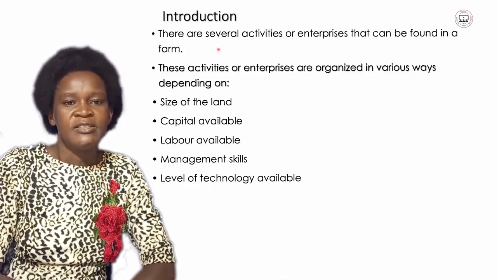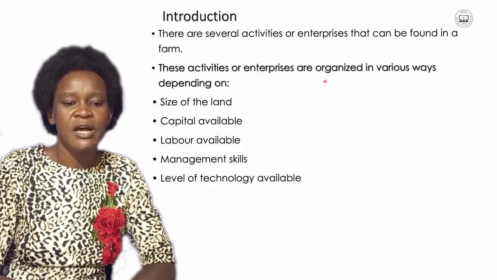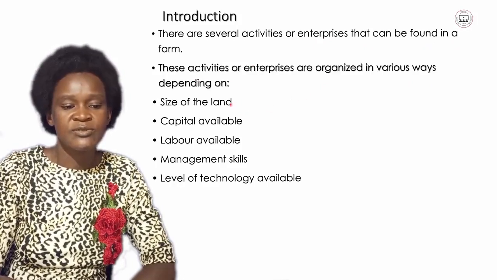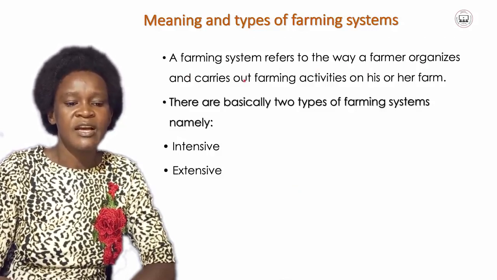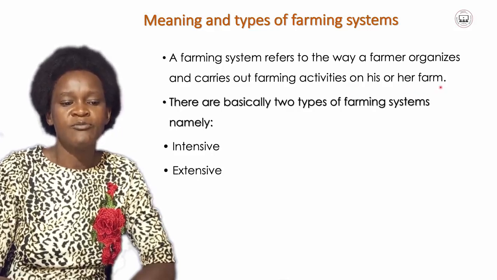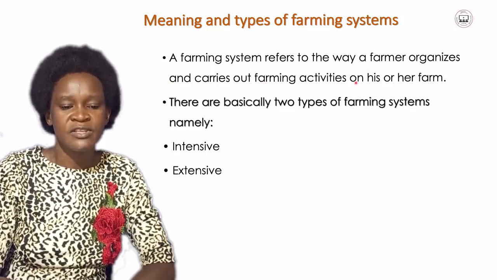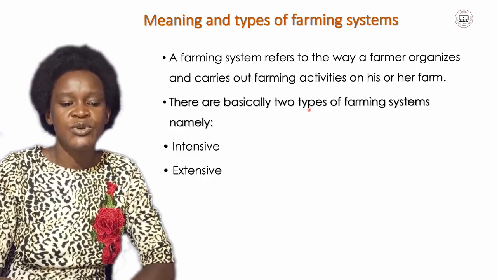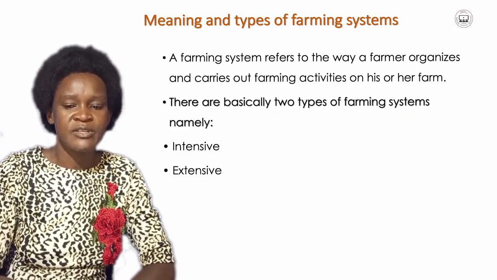So you are aware that there are several activities or enterprises that can be found on a farm. These activities or enterprises are organized in various ways, depending on size of land, capital available, labor available, management skills, as well as level of technology available. So those ways through which a farmer organizes and carries out farming activities on his or her farm are the ones which we refer to as farming systems. So we can define farming systems as the way a farmer organizes and carries out farming activities on his or her farm. There are basically two types of farming systems, namely intensive farming system as well as extensive farming system.